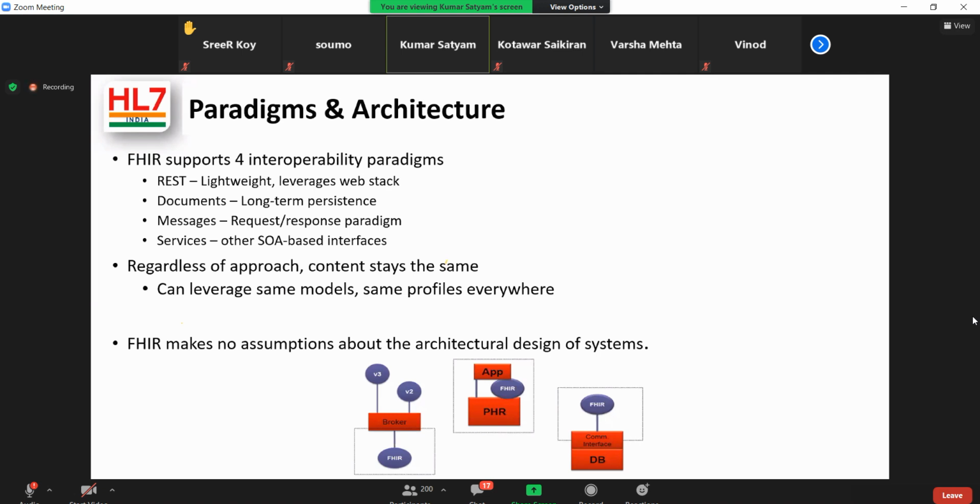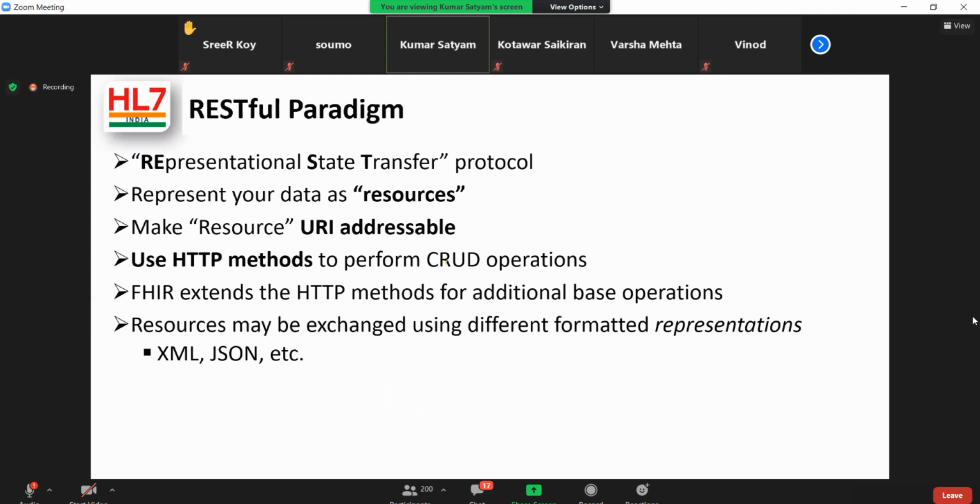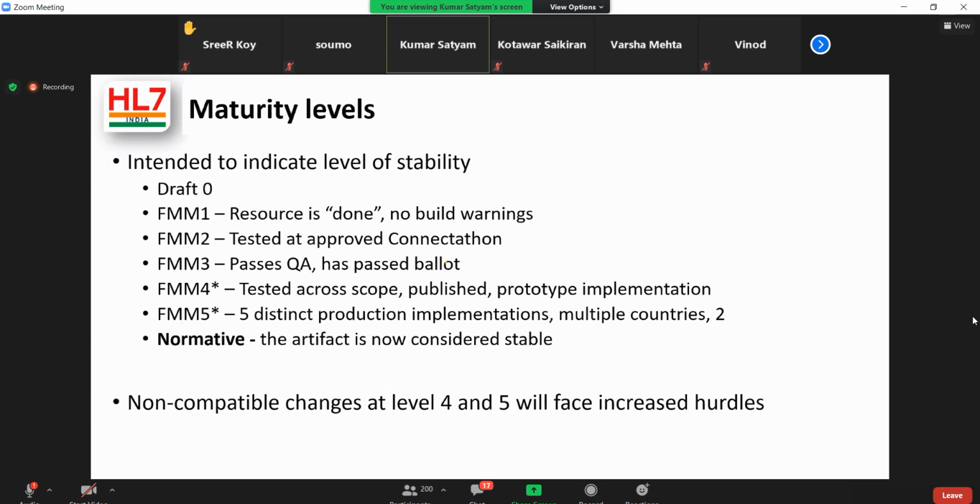As long as you are complying with the specification, as long as you are following one of the interoperability paradigms, and you are able to exchange resources, you are fine. You are FHIR compliant. Okay. RESTful paradigm I don't want to get into because it's very common.